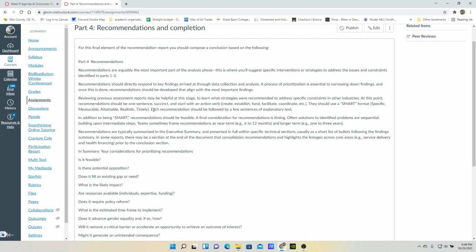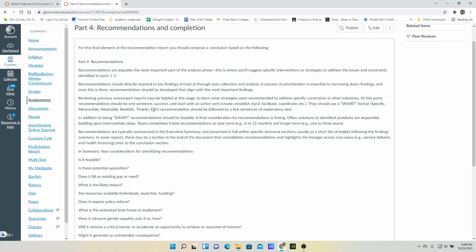The recommendation report should directly respond to key findings arrived at through data collection and analysis. Now, obviously, because of the constraints of the class, some of that data collection and analysis can be faked, fudged, created to fit the parameters of this particular assignment. A process of prioritization is essential for narrowing down the findings, so you should be able to do that as you look at what you have and decide which findings are most relevant. You should come with more than one, so if you only have one finding, you can fake a little bit.